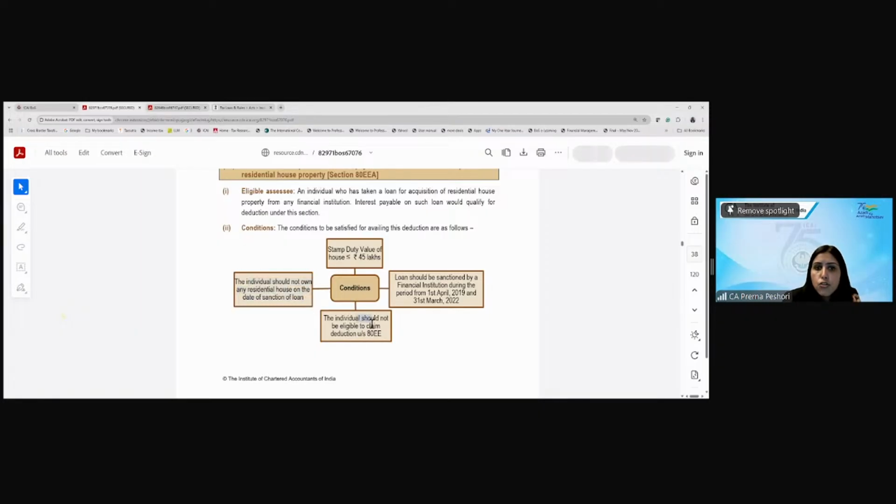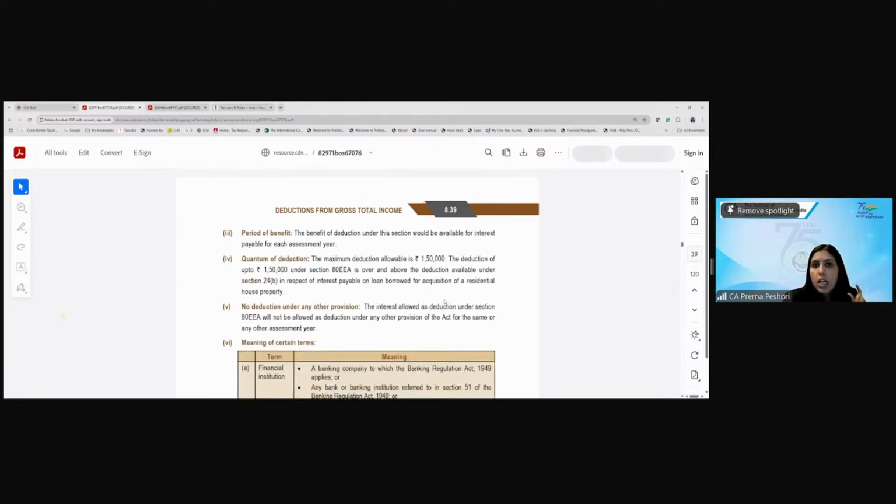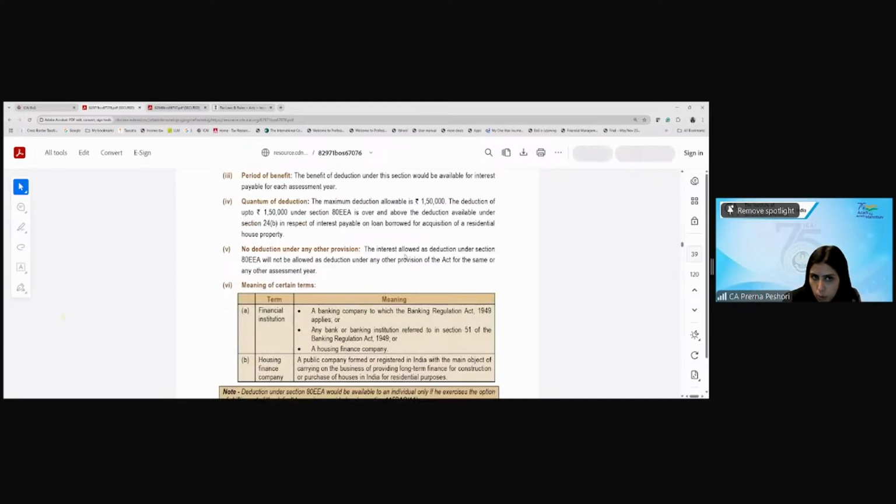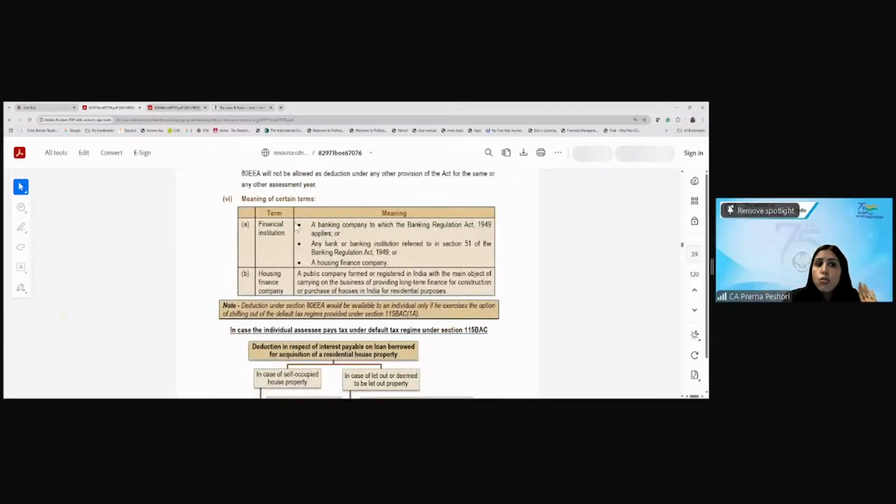The individual should not be eligible to claim deduction under 80EE, and the loan should be sanctioned between 19 to 22. It should be sanctioned, not taken. The period of benefit is that deduction would be available for the interest payable for each year. Deduction is 1 lakh 50, which is over and above the deduction under 24B for the interest on house property. And this loan should be taken either from a bank or a housing finance company.